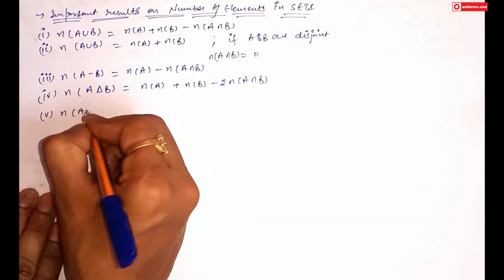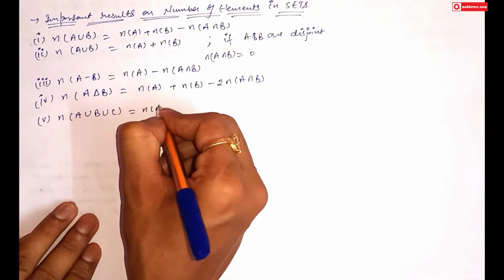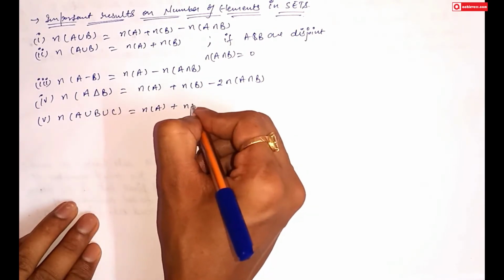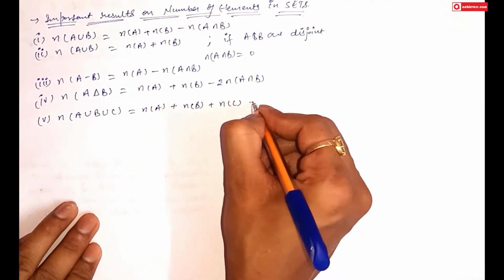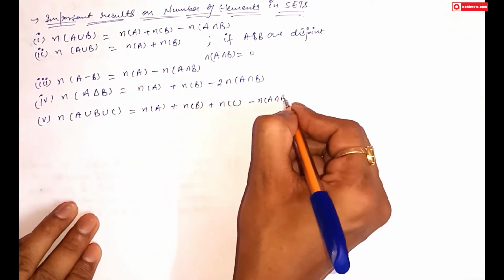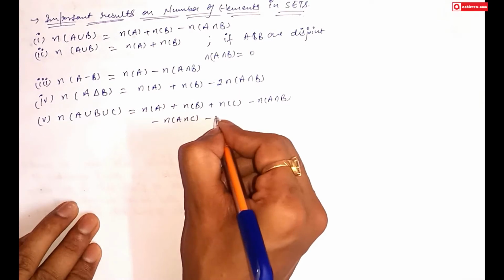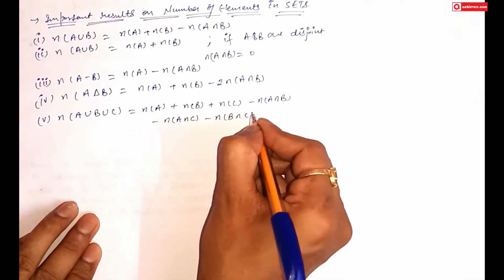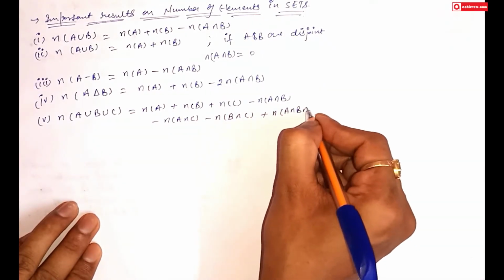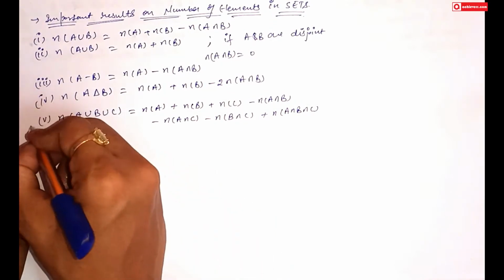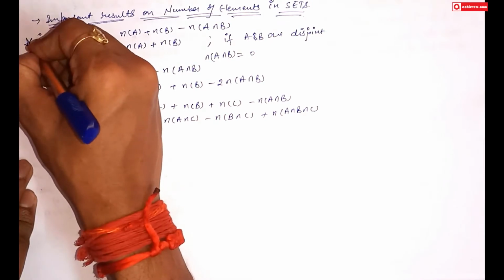Fifth, n of A union B union C. This is equal to n of A plus n of B plus n of C minus n of A intersection B minus n of A intersection C minus n of B intersection C plus n of A intersection B intersection C. So wherever I am marking star, those are the most important results.